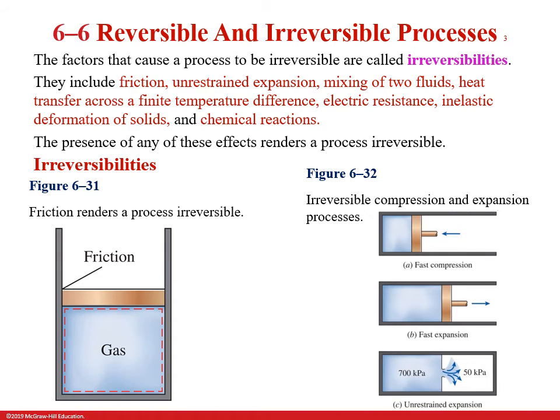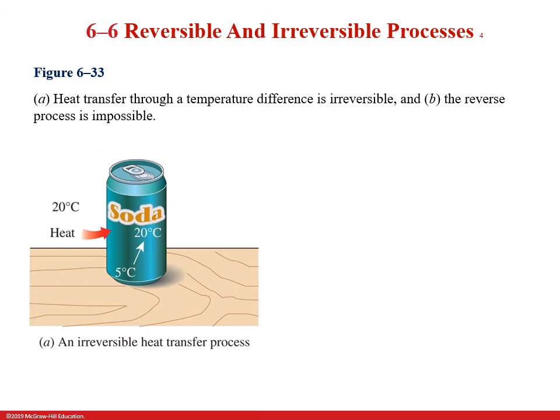Here you have compression and expansion. So we talked about this in the context of the water. Do the same thing with gas, right? A fast compression or a fast expansion. These are both irreversible processes. And then you have the extreme case, an unrestrained expansion, where say you've got a membrane that separates a high pressure from a low pressure, and this gets punctured somehow, and all of a sudden you have a rapid expansion of gas. This would be like a safety release valve.